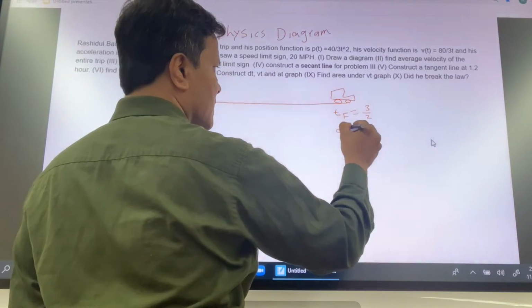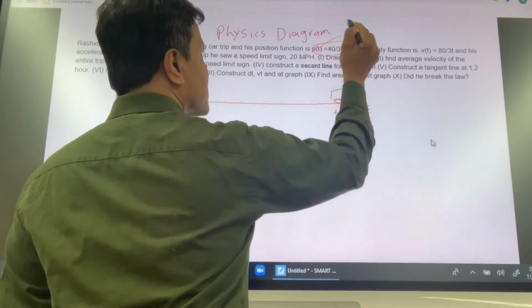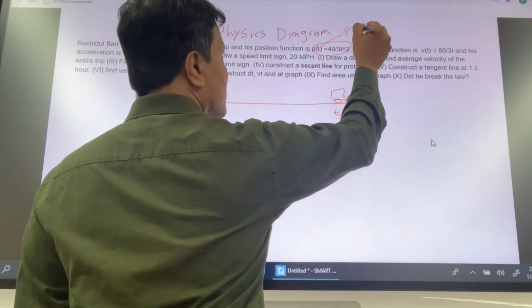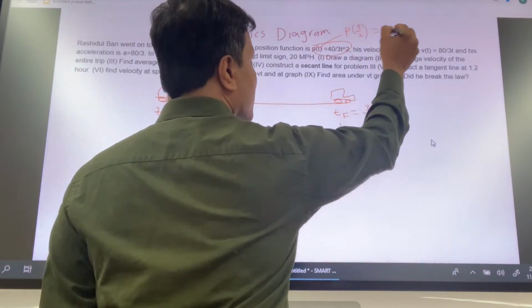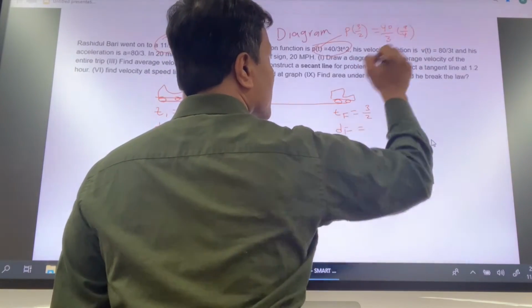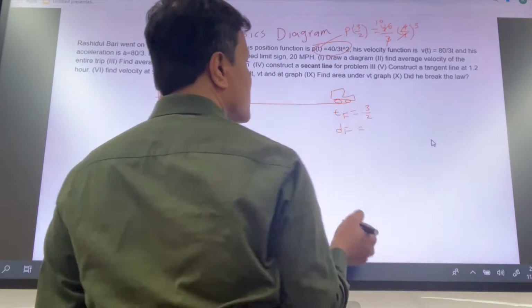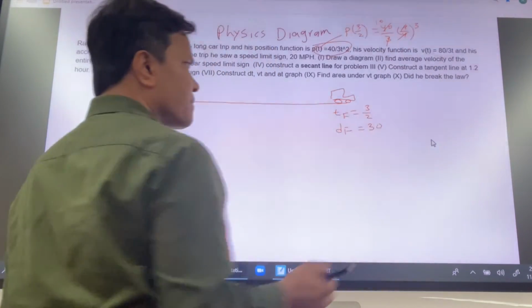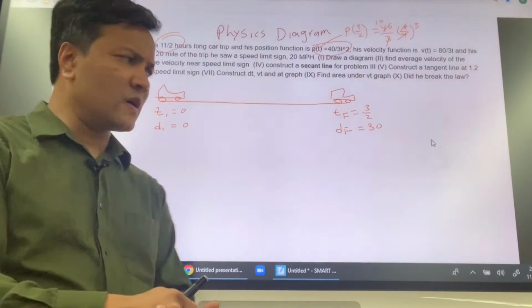D final, we can easily get by putting the time in over here, 3 over 2. And this will give us 40 over 3 times 9 over 4. This is going to give us 10, this is going to give us 3. So 30. So the entire trip is 30 miles long.